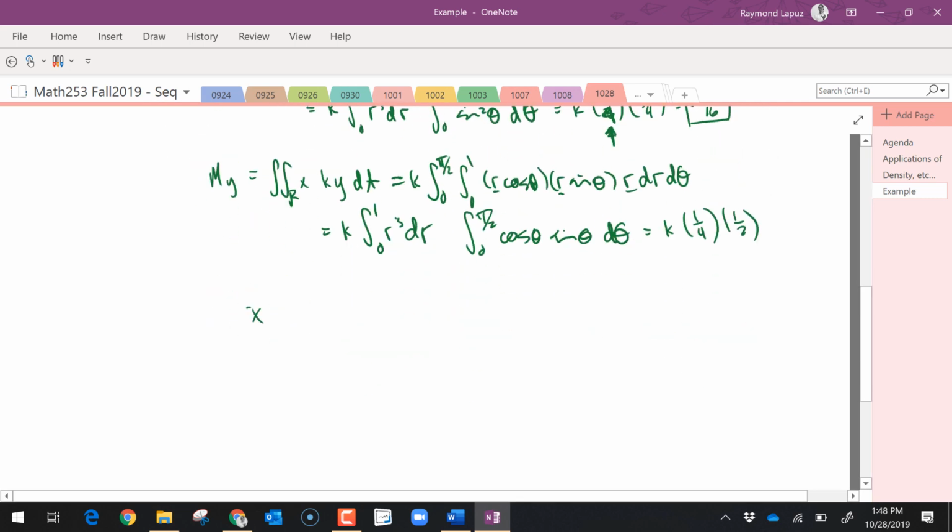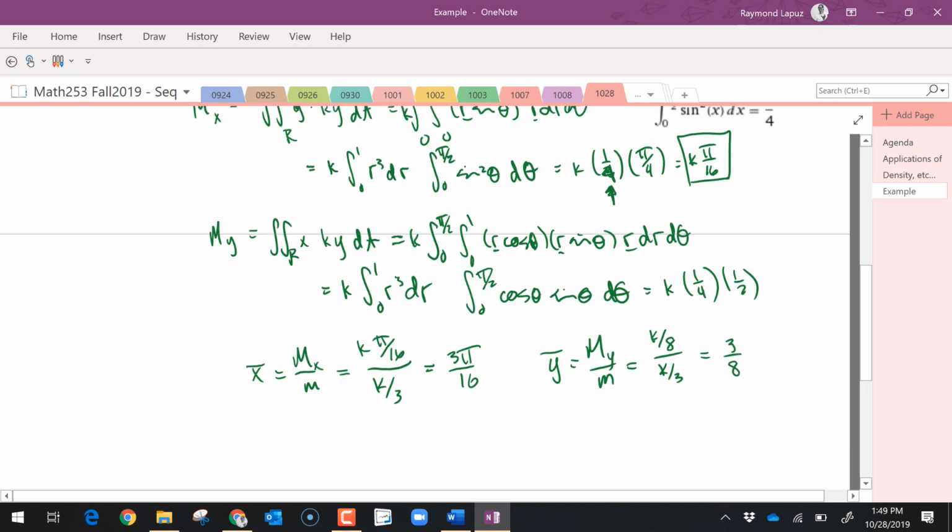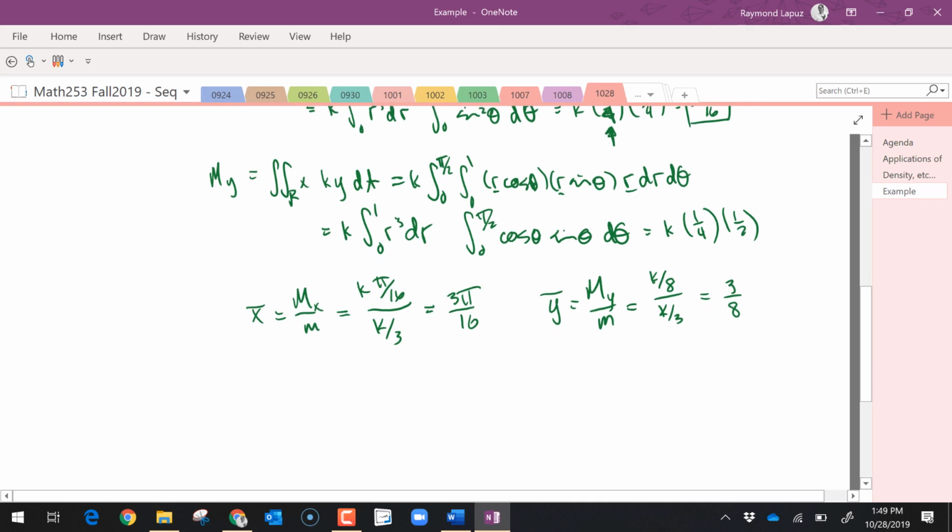So x bar is mx over m. So mx was, what is that? K pi over 16 divided by m, which is k over 3. So the k's cancel. This is going to be 3 pi over 16. The y is going to be k over 8 divided by k over 3, and this is going to become 3 over 8. So 3 pi over 16.